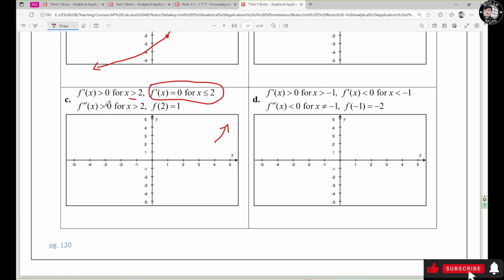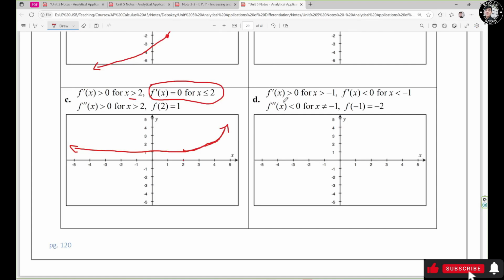And f double prime of s greater than 0 for s greater than 2. The function is always concave up on this interval, right? And f of 2 equals 1. f of 2 equals 1, so keep it right here. Right? And this could be something like this. This one should be a straight line. And this one should be a curve. Alright, let's move on to question D.